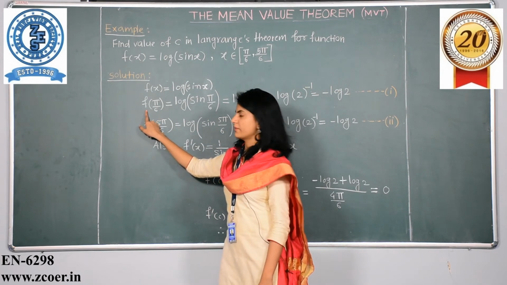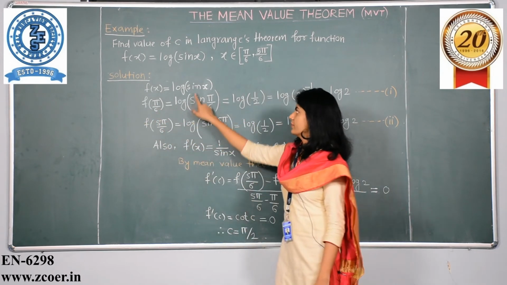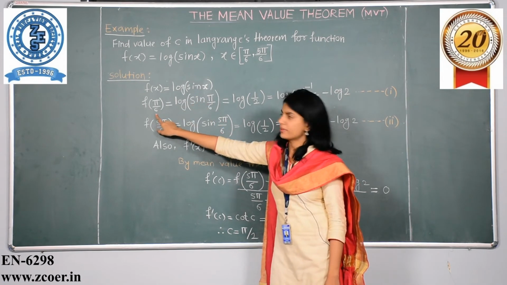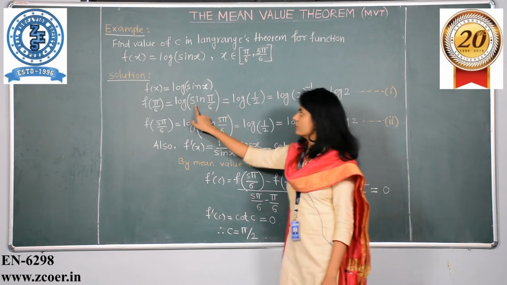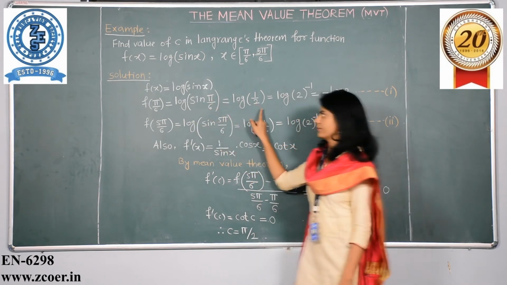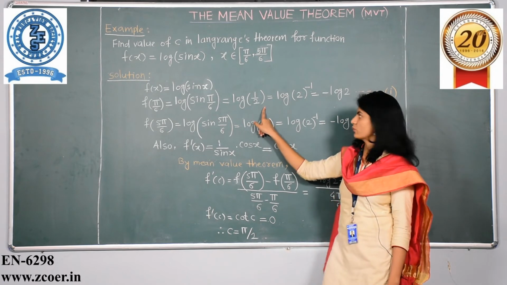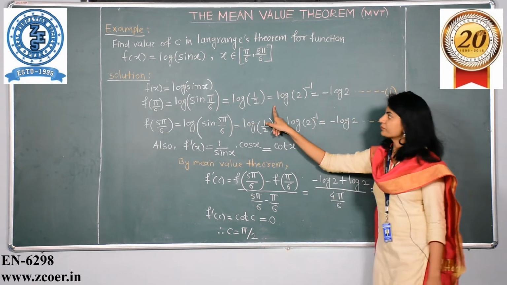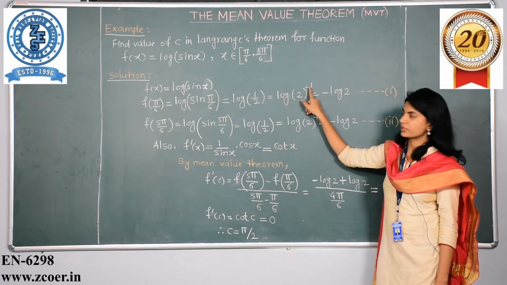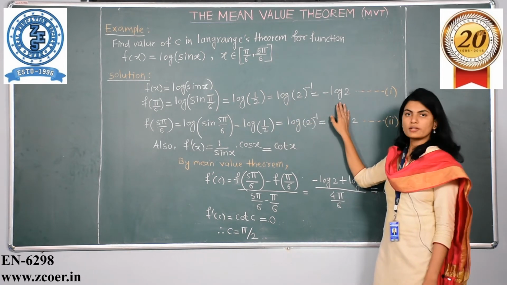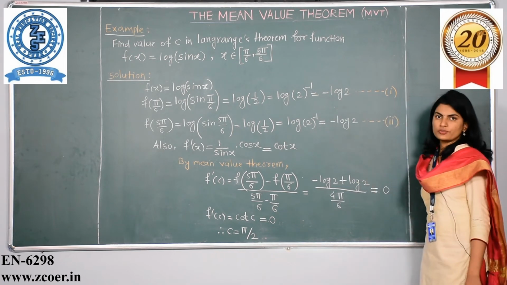So first value is pi by 6, so f of pi by 6 is equal to log of sin pi by 6. We know the value of sin pi by 6 is 1 by 2, so this is equal to log of 1 by 2, which is log of 2 inverse. This is equal to minus log 2. So let us consider this as equation 1.